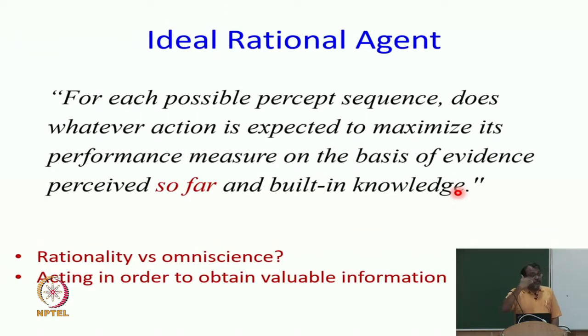It needs to use some built-in knowledge, and this built-in knowledge will be represented in our knowledge representation language. So, this was the point: it has to be rational, but it does not have to be omniscient. If it does not know something, it makes the best decision based on what it knows so far. If it gets to know something new, that does not make the earlier decision wrong. It may even act in order to obtain valuable information. It may take an action which does not change its performance measure, but gives it some information about the world, which then leads to its performance measure increasing long term.